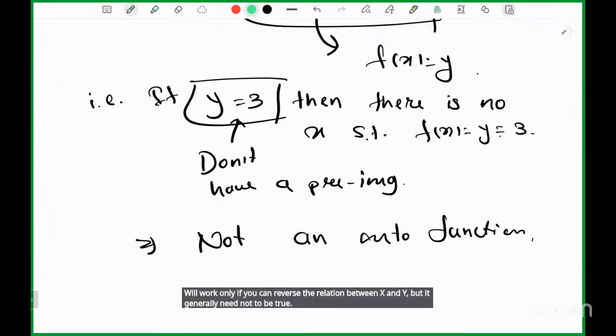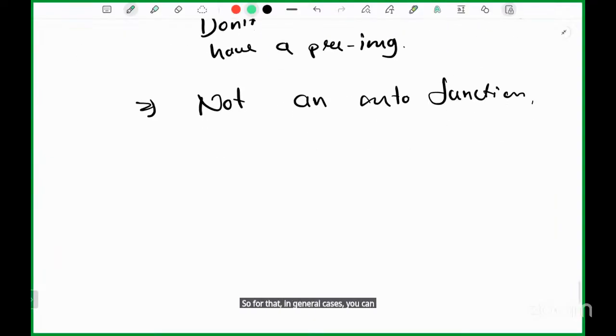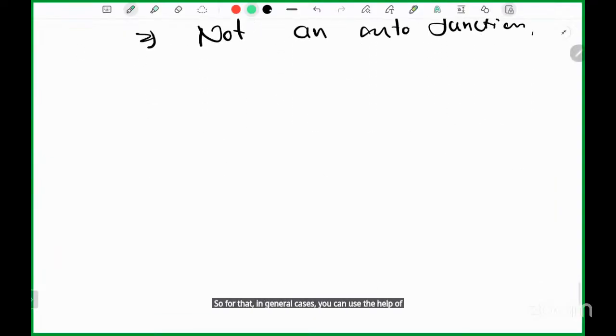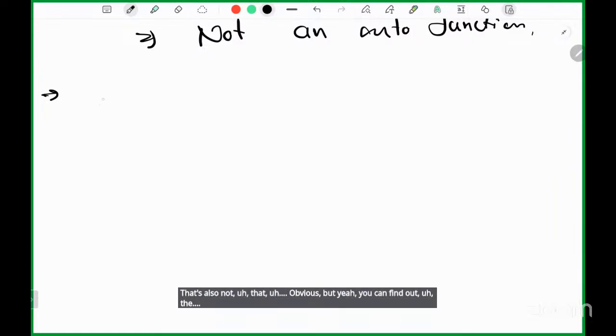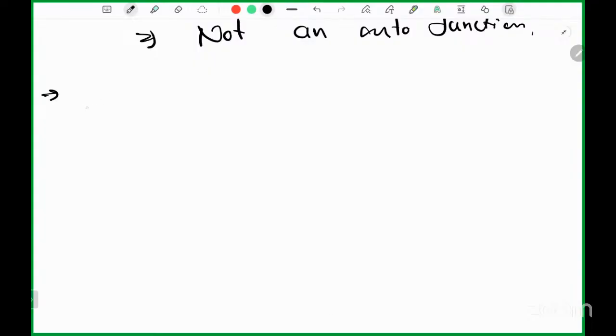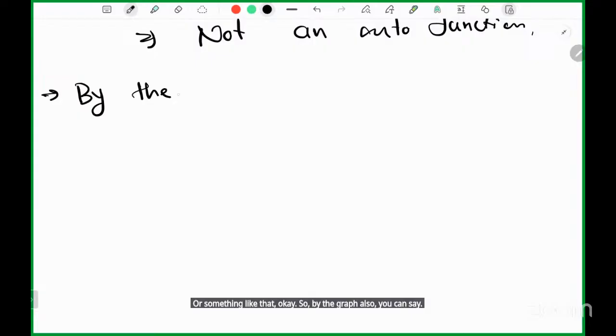So for that, in general cases, you can use the help of limits. That's also not that obvious, but yeah, you can find out the limit as x goes to infinity and x goes to minus infinity or something like that. Okay, so by the graph also you can say.